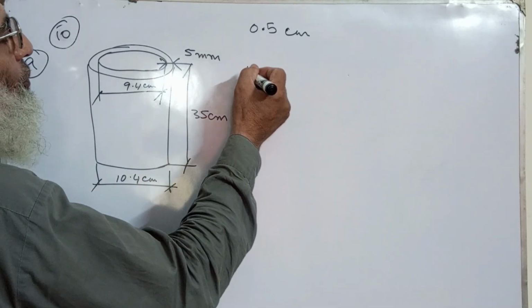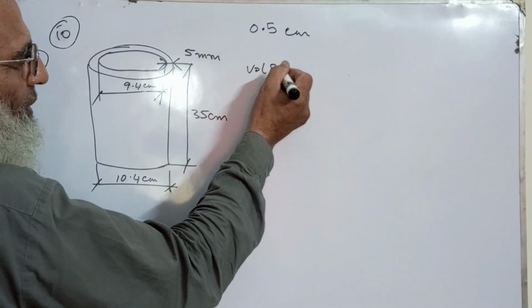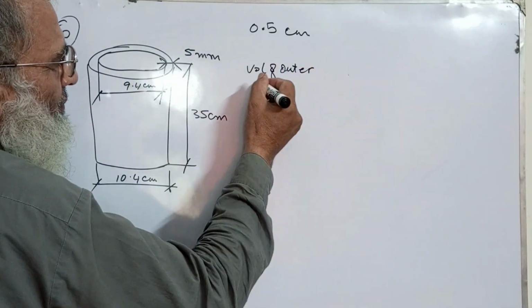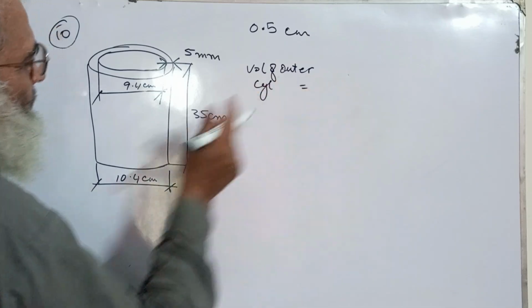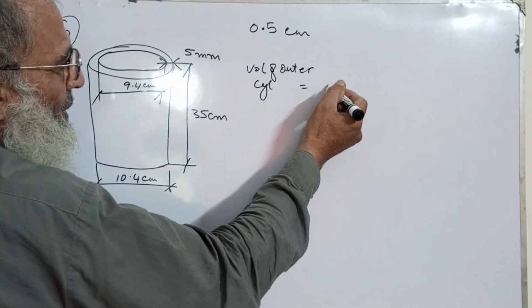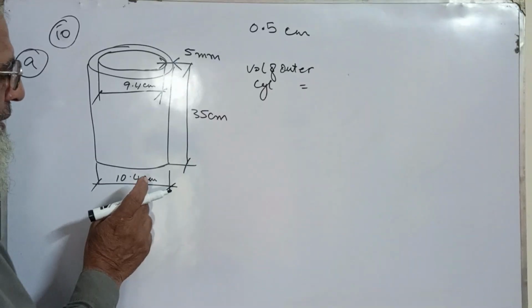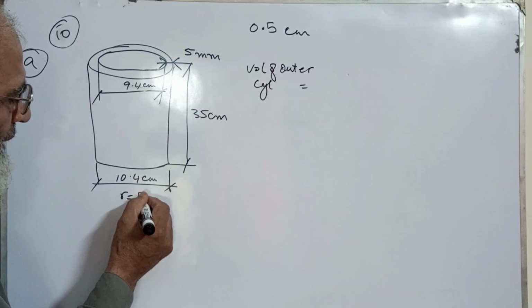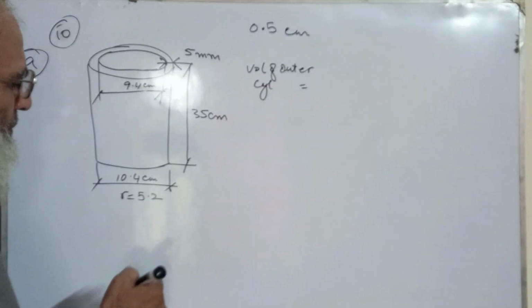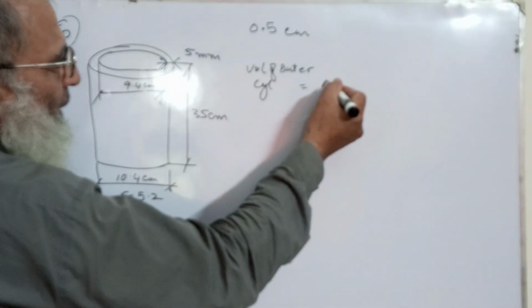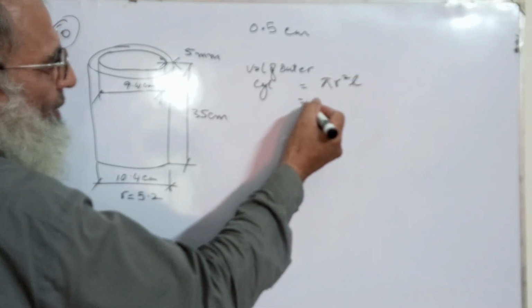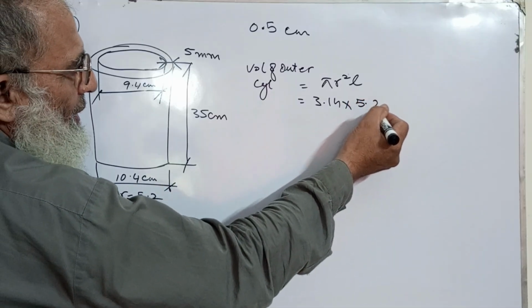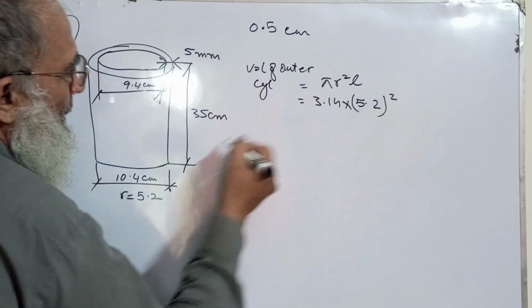So that is equal to the volume of the outer cylinder. Volume of the outer cylinder is equal to base area times length. Now this is 10.4, so the radius will become r is equal to 5.2. Okay. Base area is pi r square multiplied by length. That is equal to 3.14 multiplied by 5.2 the whole square and multiplied by L, which is 35.